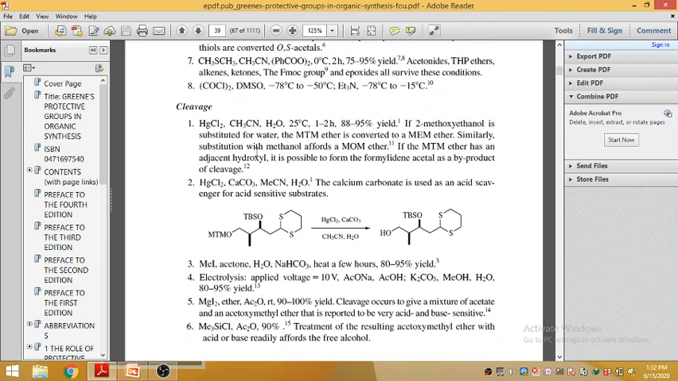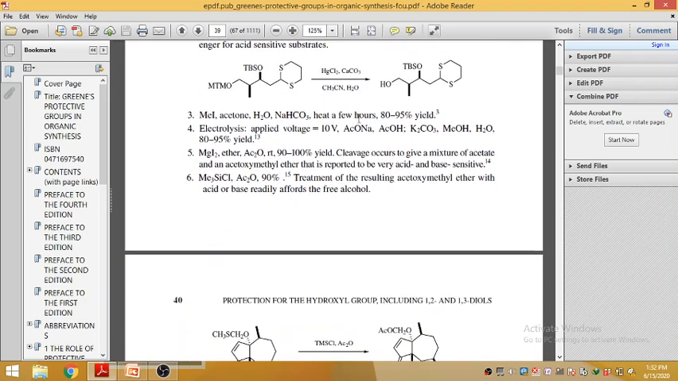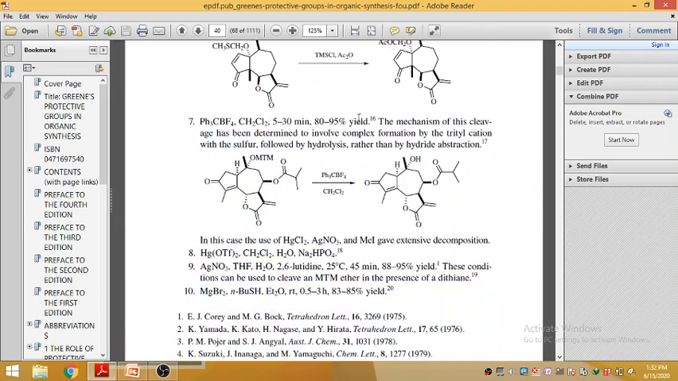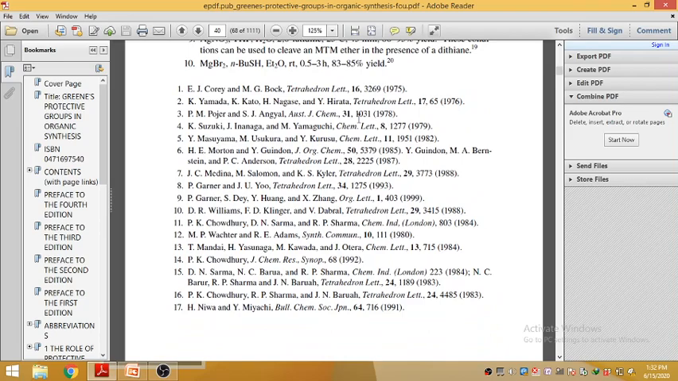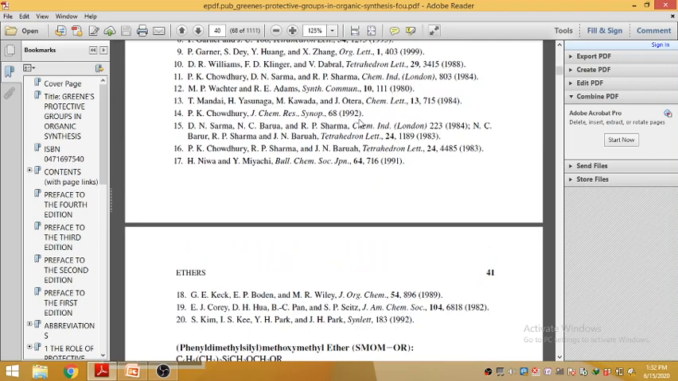Here are the methods of the cleavage. At the top one, that is mercury chloride, the Lewis acid, which has been applied in the presence of acetonitrile water, 25 degrees Celsius, 1 to 2 hours, and here look at the yield. It is 88 to 95%, which is a good yield. So there are other methods which have been applied for its cleavage. So here are the references. If you want to get the complete paper and get the examples, you can get from here.